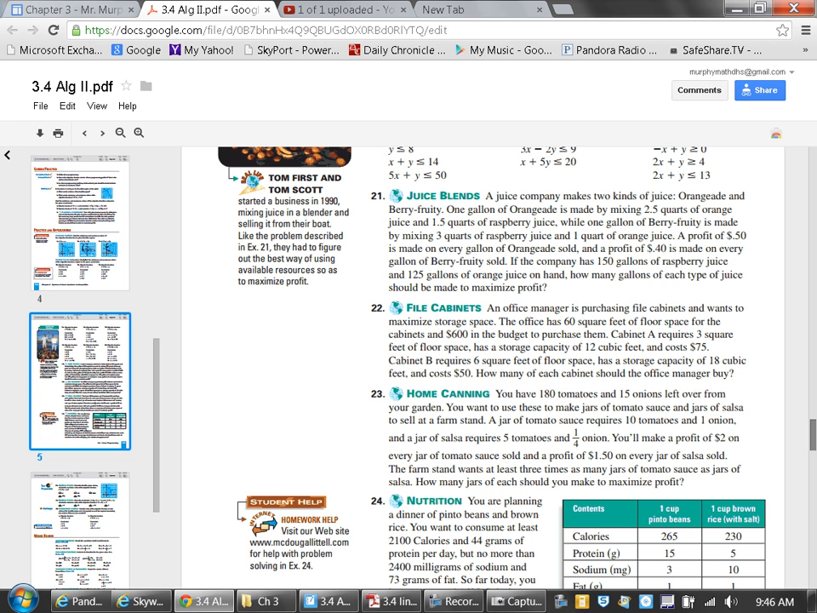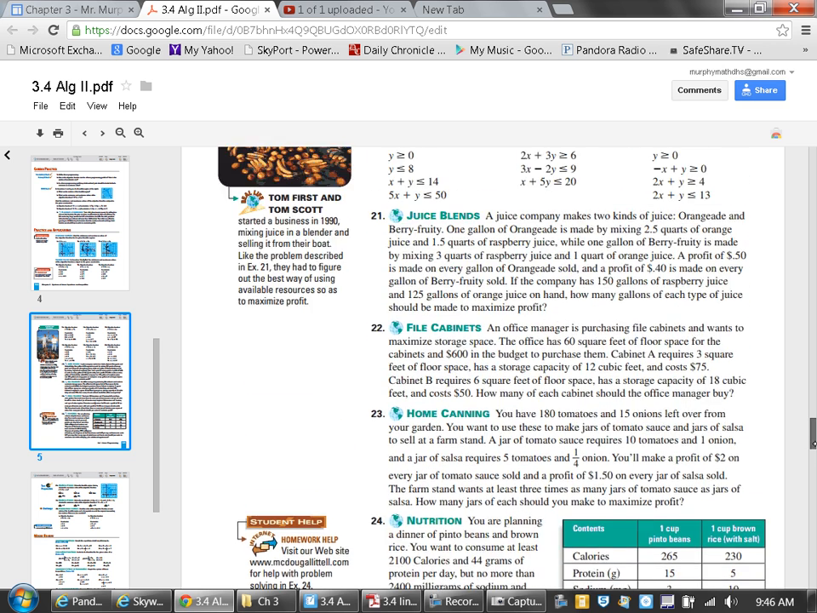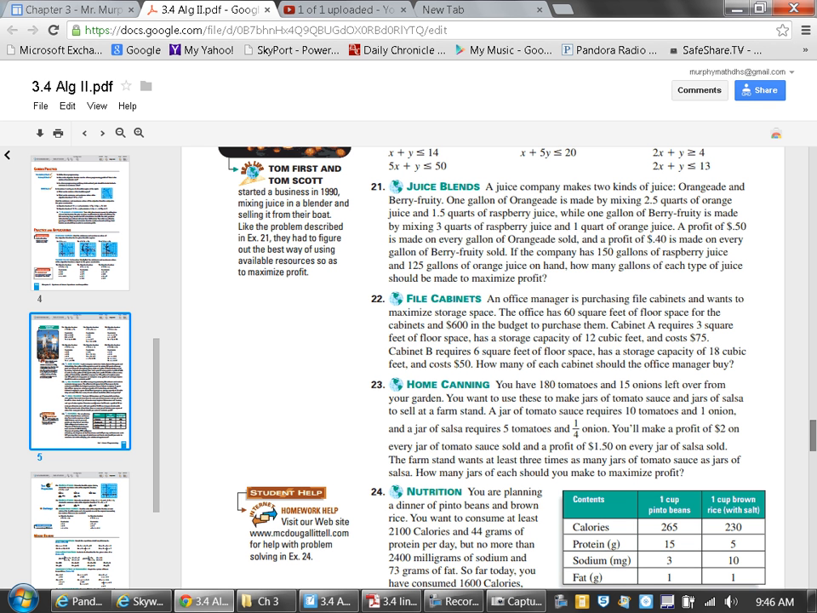There are 3 word problems that I want you guys to try tonight. Out of your book, on page 167, numbers 21, 22, and 23. I will say this right off the bat, 22 is the easiest. It's on 167. Number 22 is the easiest of those 3. I would recommend starting with that.